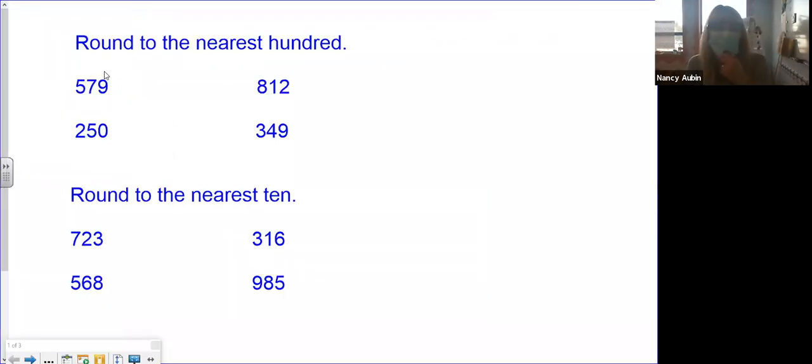So here we go. Round to the nearest 100. Go ahead and write those 4 numbers. Hold them up on your board. Looking at your which place value? We're rounding to the hundreds, but we're looking at the tens. You got to look at the tens when you round to the nearest 100. Hold them up when you have them.